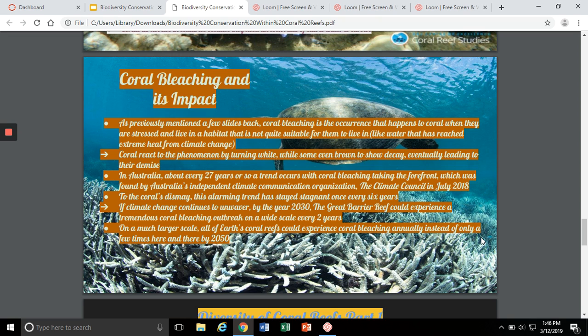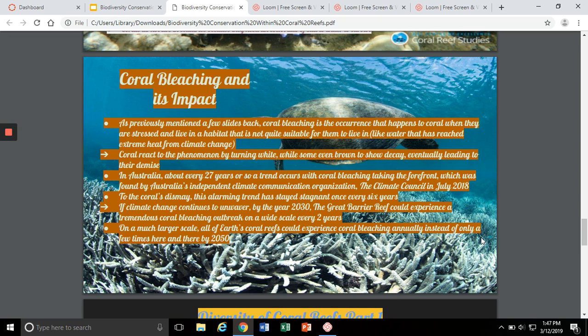Coral bleaching and its impact. As previously mentioned a few slides back, coral bleaching is the occurrence that happens to coral when they are stressed and live in a habitat that is not quite suitable for them, like water that has reached extreme heat changes from climate change. Coral react to the phenomenon by turning white, while some even turn brown to show decay, eventually leading to their demise.